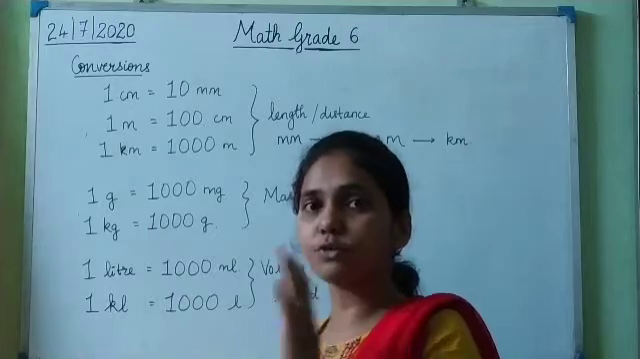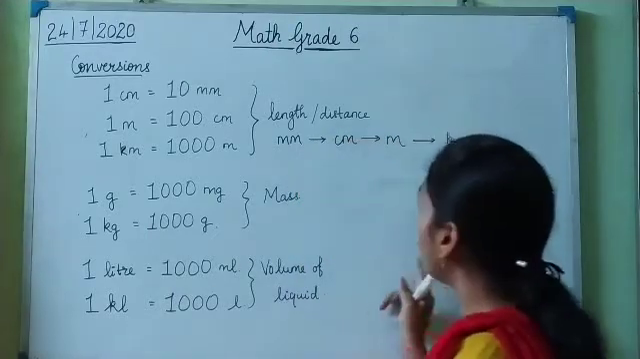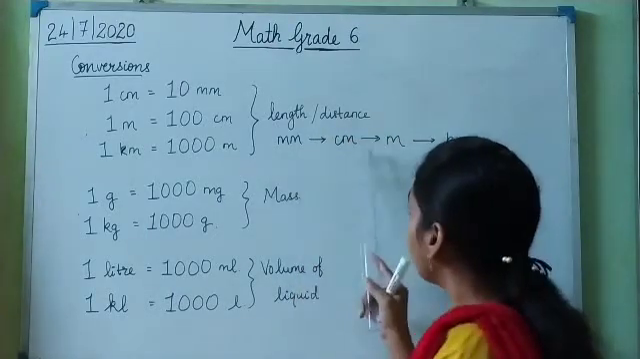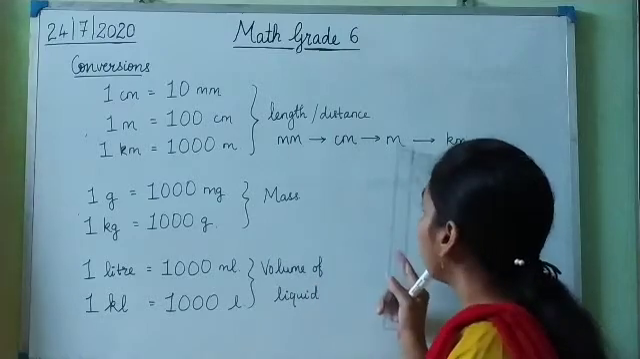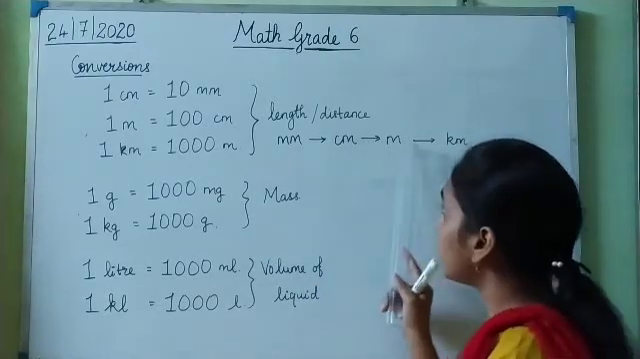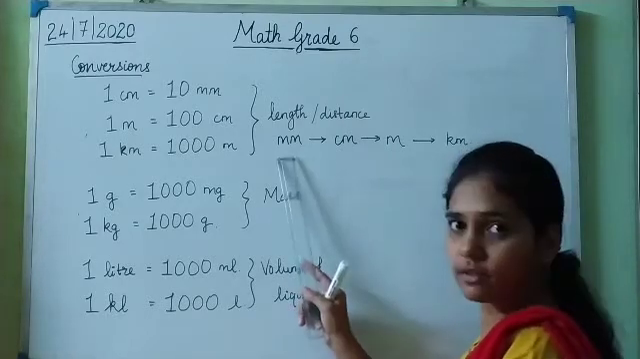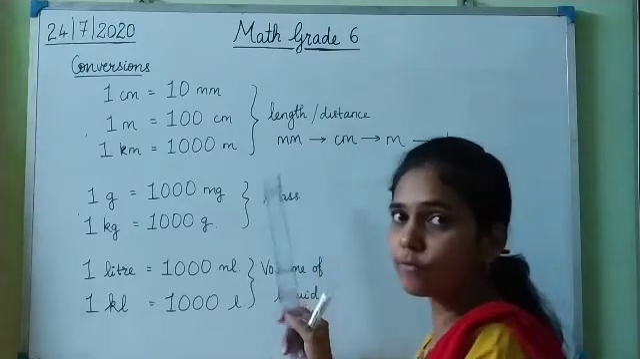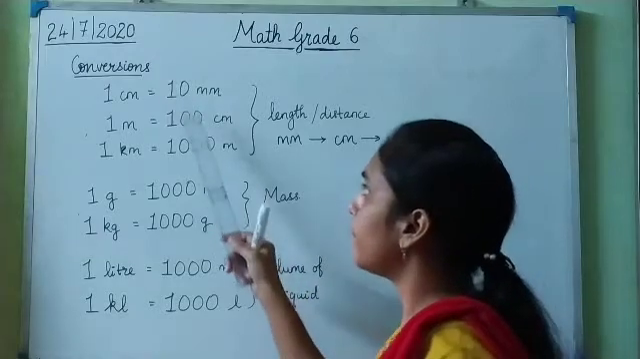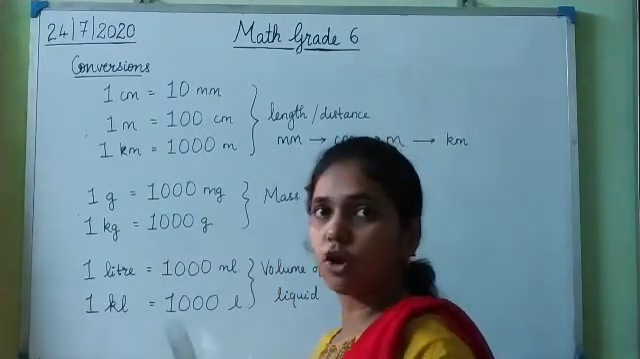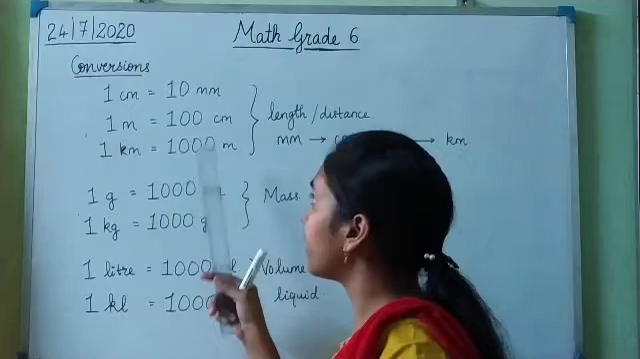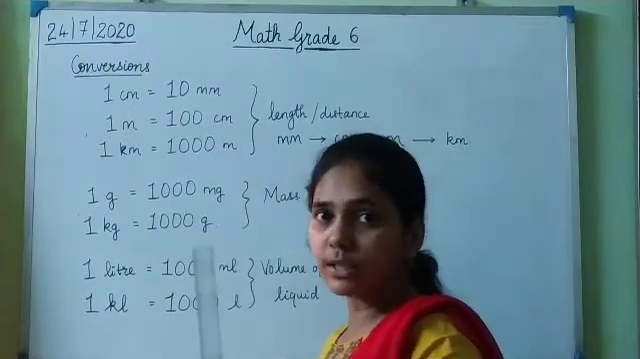If you have to go from larger to smaller, that is, in reverse order, like from centimeter to millimeter, meter to centimeter, kilometer to meter, or even from meter to millimeter, then you need to multiply by the constants. Okay, 10, 100, 1000, whatever it is, you have to multiply.